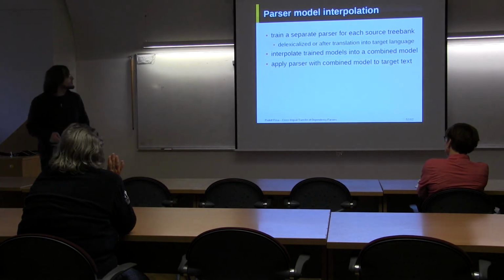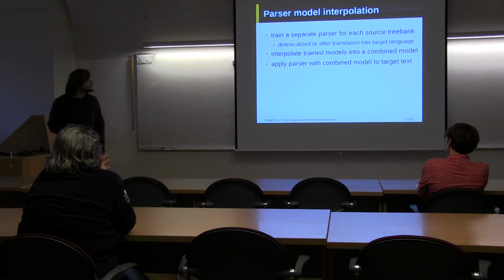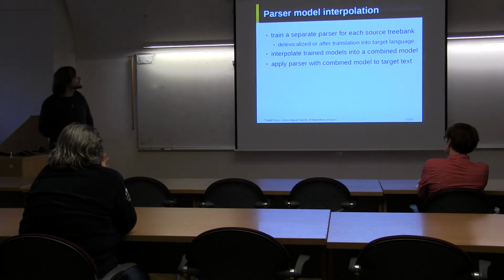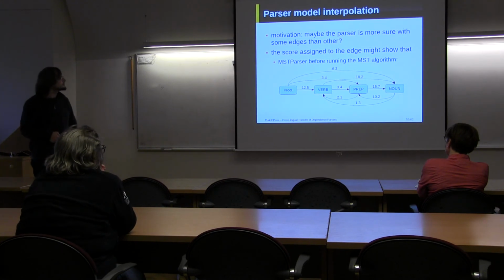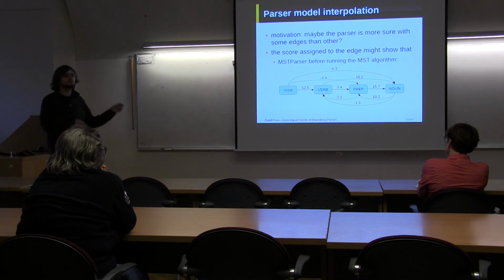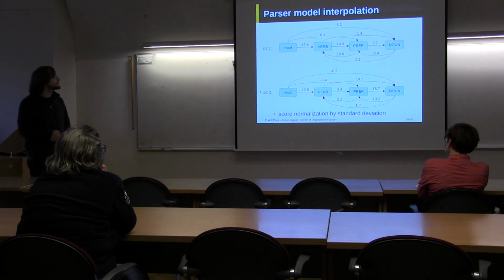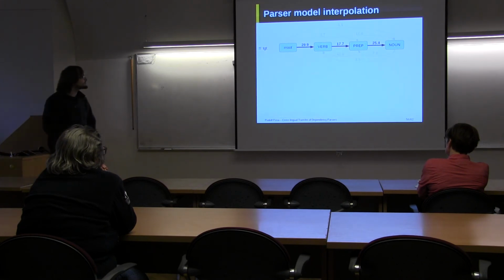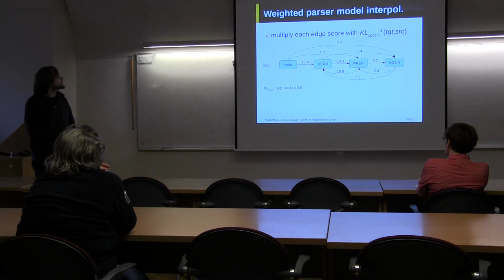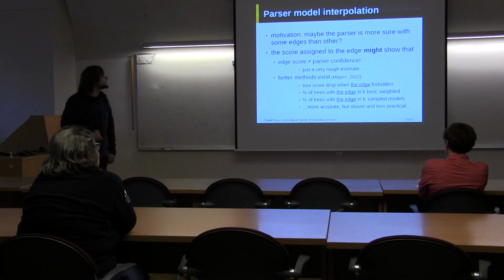Yeah, I also did the parsing model interpolation, which didn't work so well. So I will just say the main idea. The main idea is that maybe if the parser already outputs some scores for each of the edges, it means that if the score is higher, the parser is more sure about the edge. Well, that's true, but not fully. So what I tried to do, of course, is just sum up these edge scores, similarly to the parse recombination. And it's possible to weight it, of course.